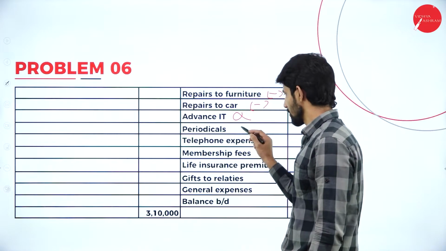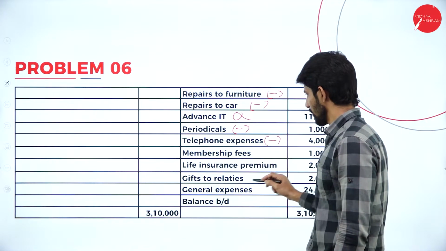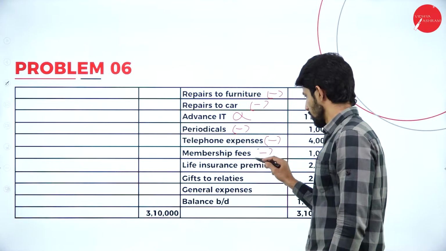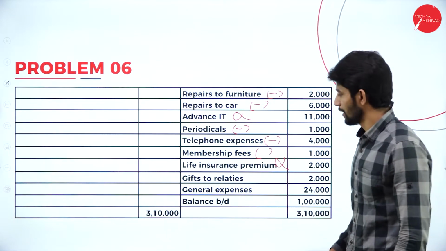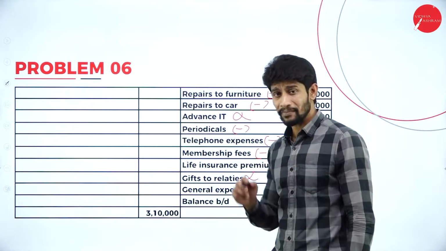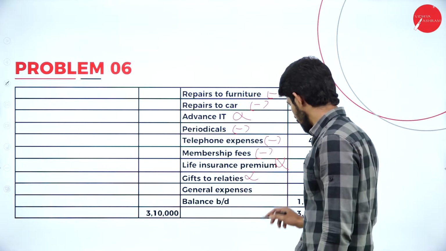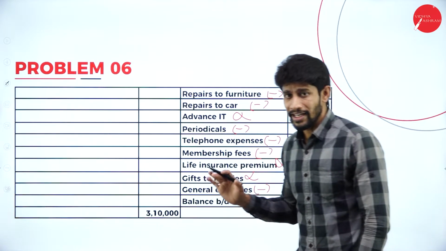Next, periodicals, yes, professional, minus it. Telephone expenses, professional. Membership fees, professional. Life insurance premium relating to personal, not professional. Gift from relatives, not a professional income. General expenses, professional, minus it. So that's it with respect to the expenditure side.